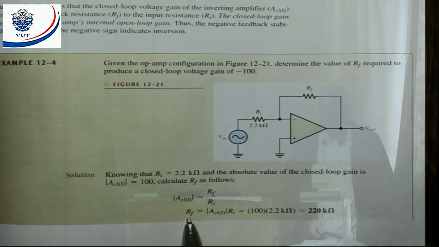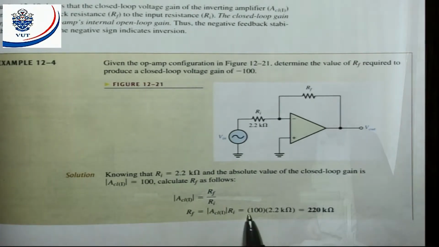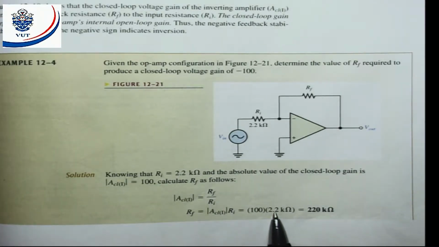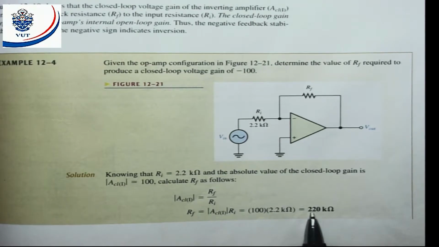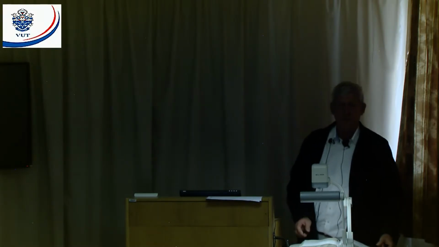That's why I can say RF is the absolute value of the closed loop gain. We don't need a negative there. We want to calculate the resistor. It's 100 times 2.2 kilo ohms, which will give me 220 kilo ohms. That means with 220 kilo ohms, I will have a gain of 100. All right. The device gain can be 200,000, but now when I apply the feedback, I can get 100 or what the case may be. Any questions?